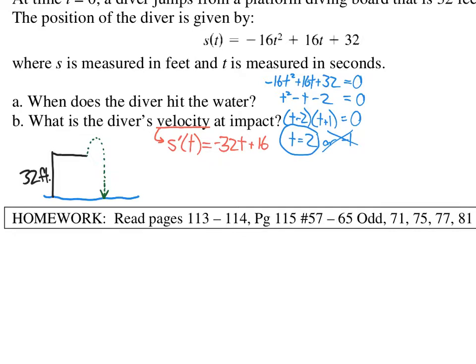Okay, so how do we get our answer here? The velocity at impact? Plug in 2. There we go. When does it impact? It impacts after 2 seconds. So we have negative 32 times 2 plus 16 is a negative 48 feet per second. Okay?